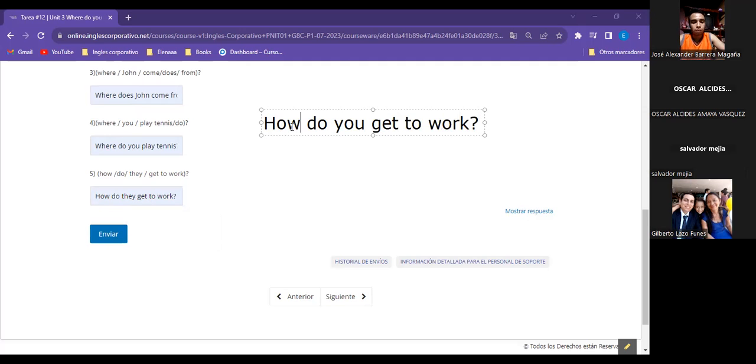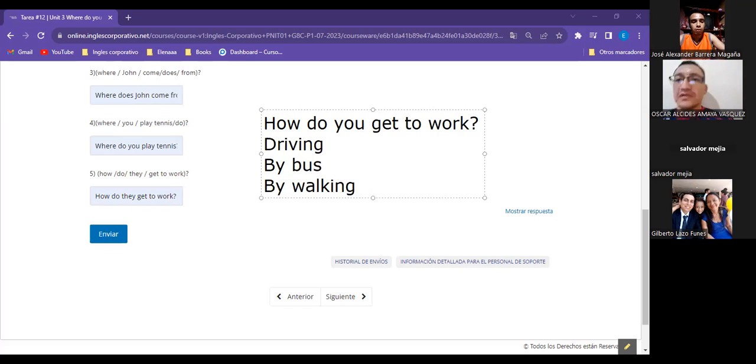Es una WH question. ¿Cómo llegan a su trabajo? Driving. Mm-hmm. ¿Qué otra respuesta es la posible? Walking. By bus. By walking. Motorcycle. By car. O también puede decir driving. How do you get to work?